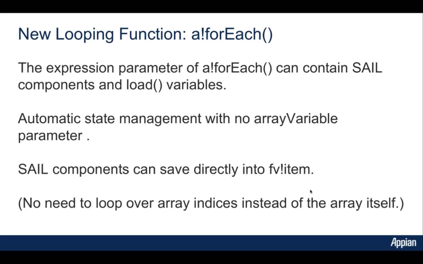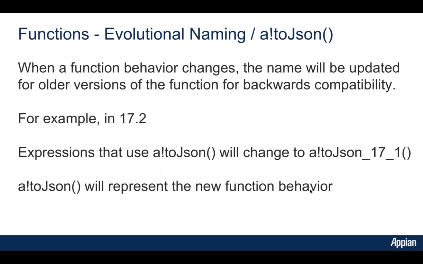I don't need to create loops over the array indices to understand where I am in the array for the save function. I can just say, hey, when I run this expression, save into fv!item. It'll know exactly where I am inside the array and know exactly what index to save into. So much simpler use for a!forEach, especially with applied components.